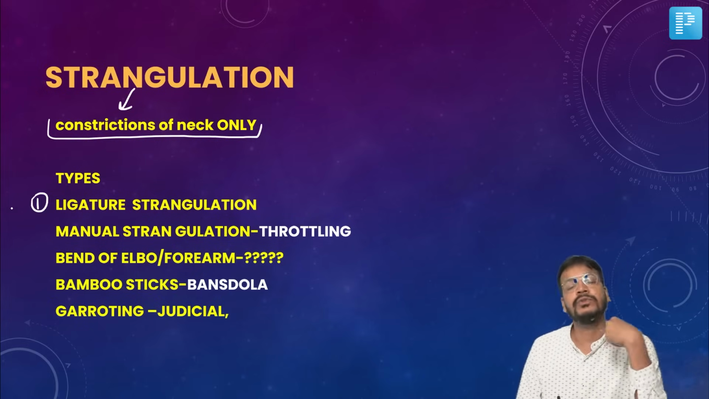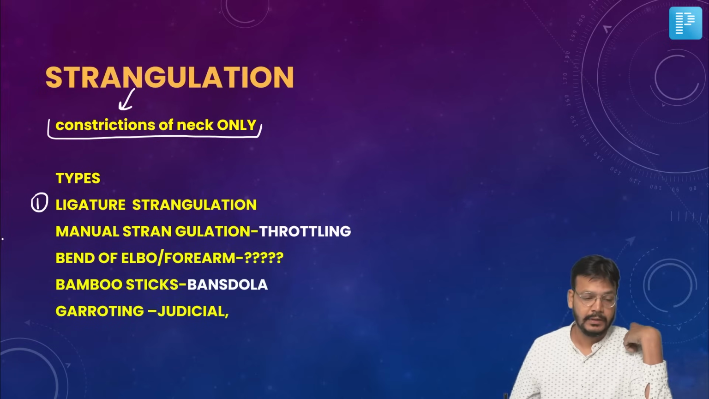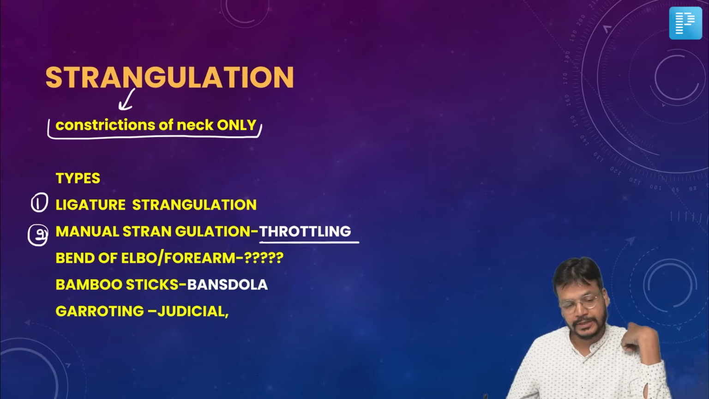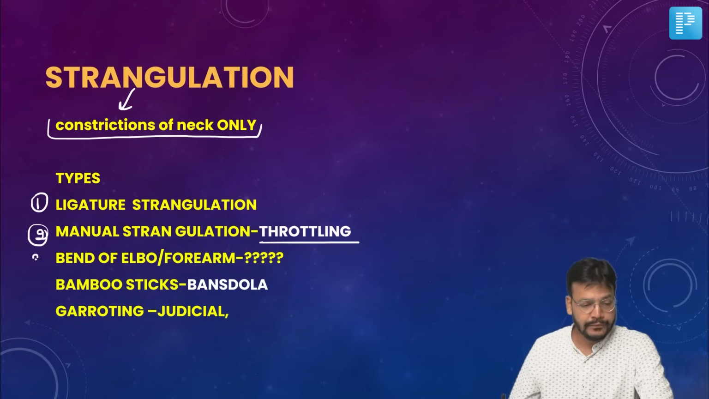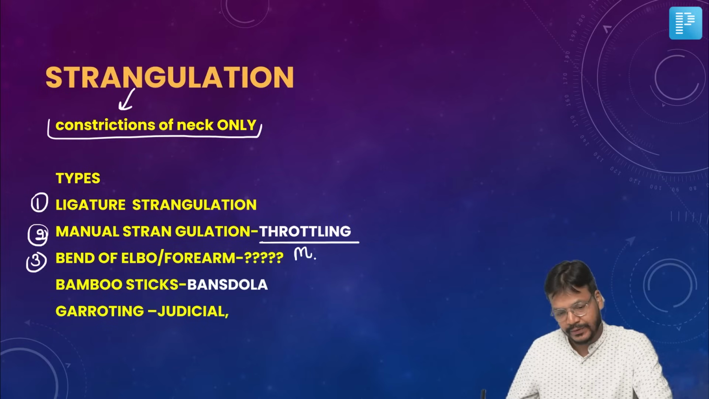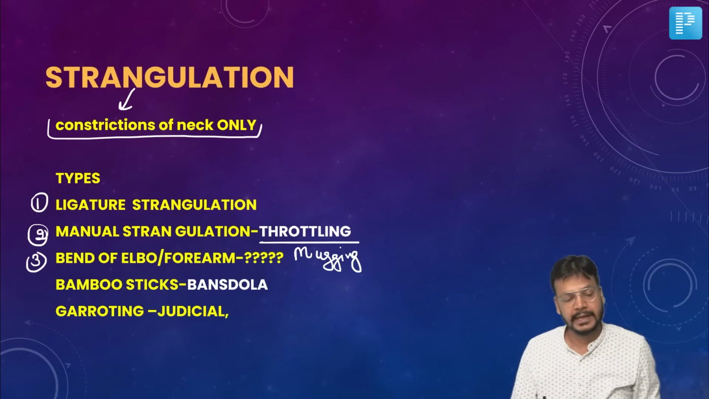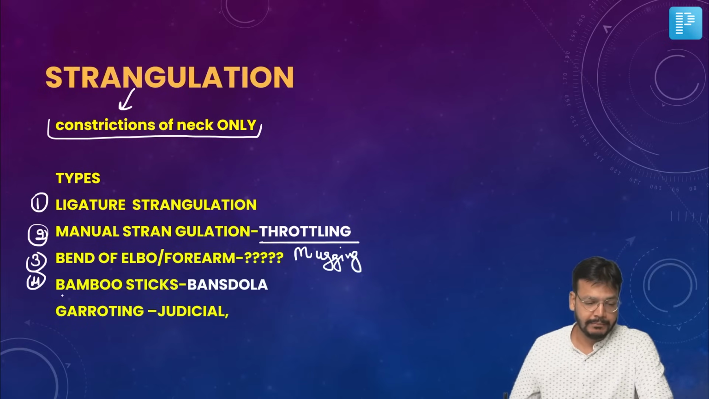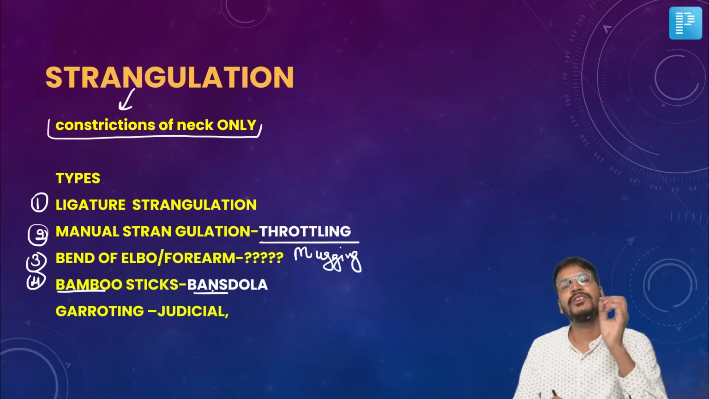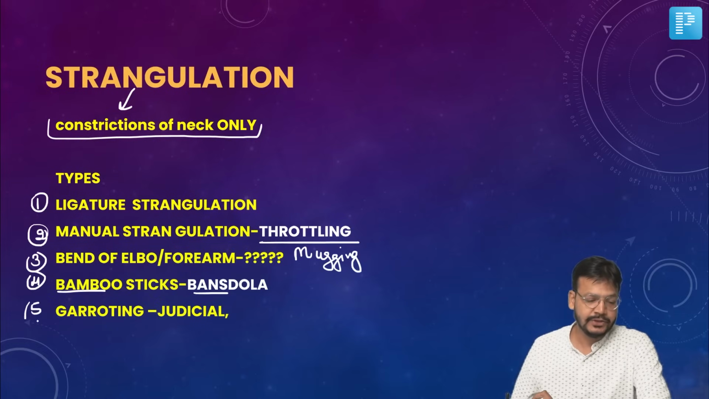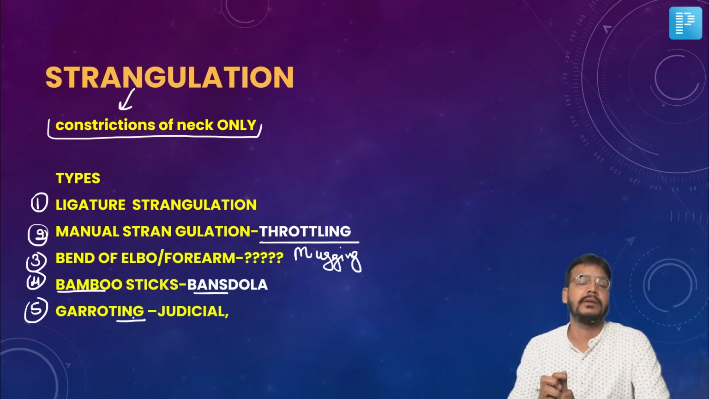Ligature, if you are using a ligature to kill someone. Manual strangulation, an example is throttling. Bend of elbow or forearm. My favorite MCQ: this is throttling, and this is bend of elbow or forearm, it's a mugging. Bamboo stick, bamboo ko bolte hain bans ke beech mein dola. And the last is judicial strangulation, garroting.